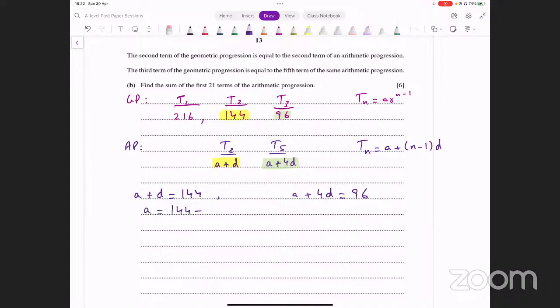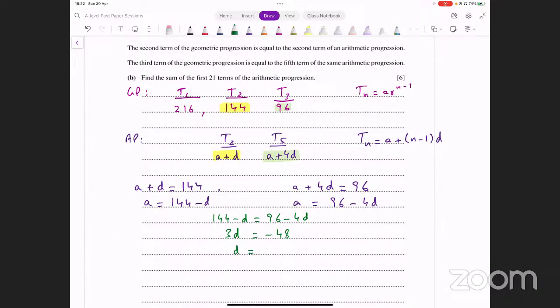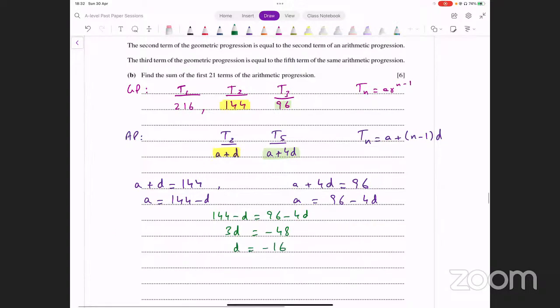That gives you 144 minus D here and 96 minus 4D here. Equate both of them. 144 minus D equals 96 minus 4D. 4D comes to the left side, it becomes 3D equals 96 minus 144. That's giving me minus 48. Difference आपके पास इससे आ जाएगा minus 48 over 3, that's minus 16. D की value आ गई.